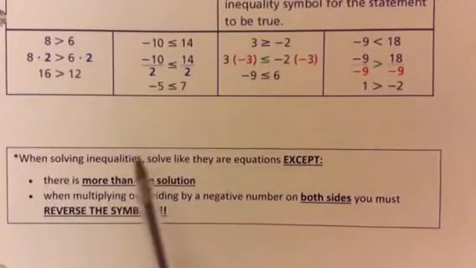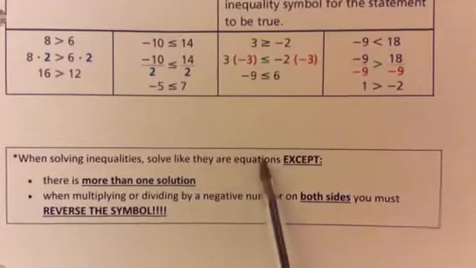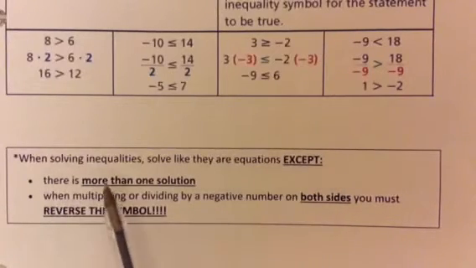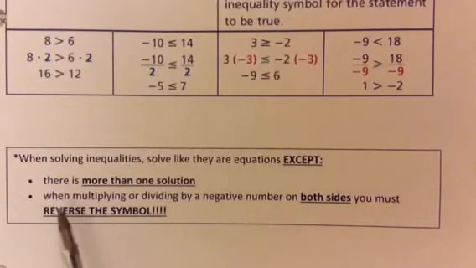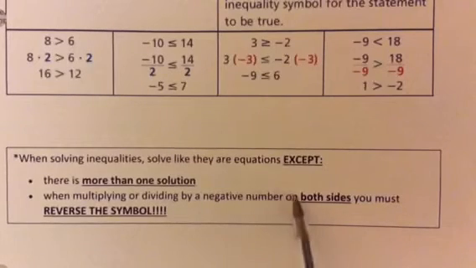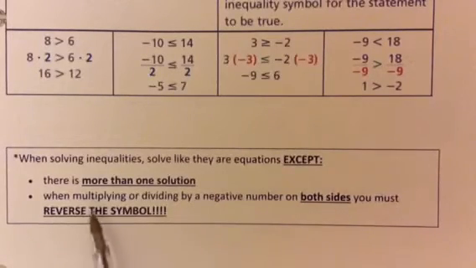Okay, so when solving inequalities, solve like they are equations, except there is more than one solution. So we have to realize that, and we have to graph those solutions. And then when multiplying or dividing by a negative number on both sides, you must reverse the symbol.